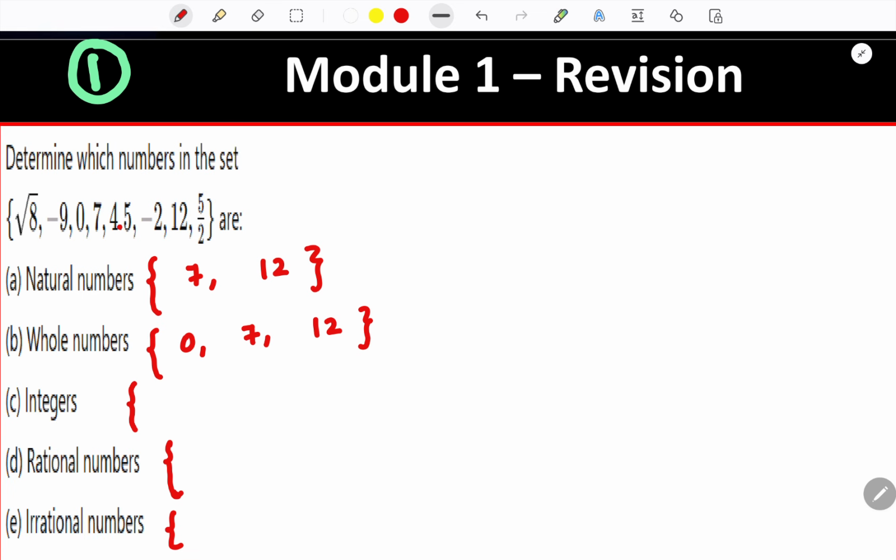Integers. What do you mean by integers? The natural numbers, whole numbers plus negative terms. What are they? You will get minus 9, 0, 7 and minus 2 and 12 are integers.